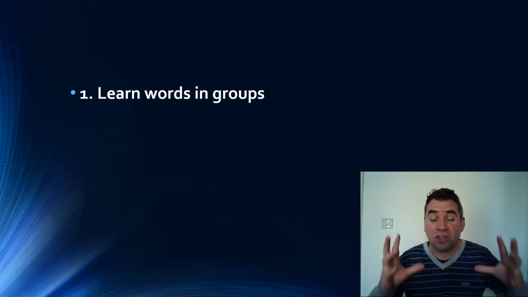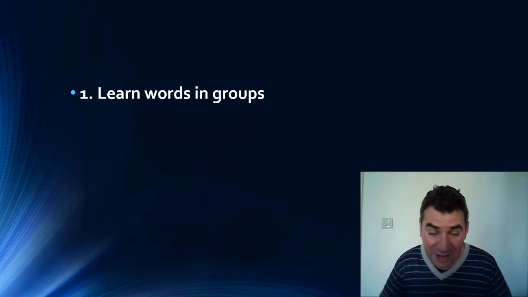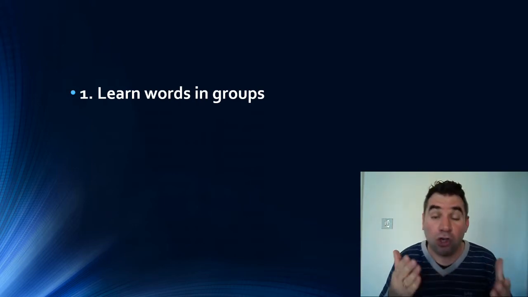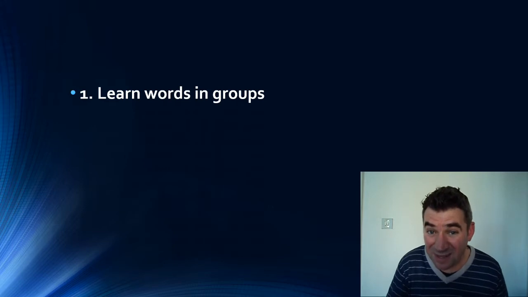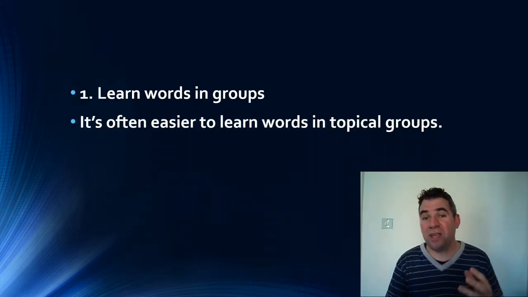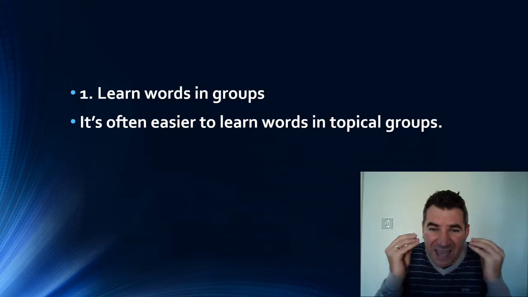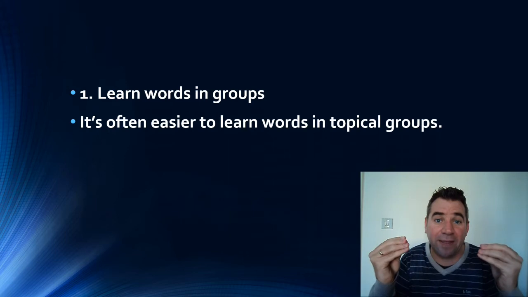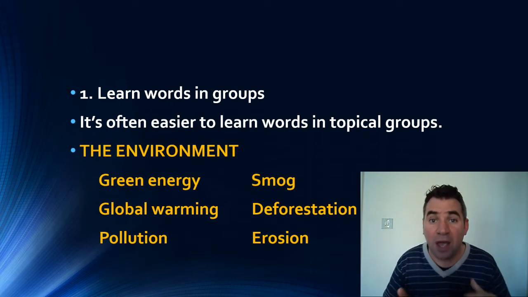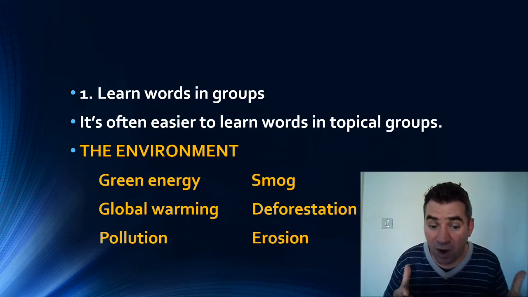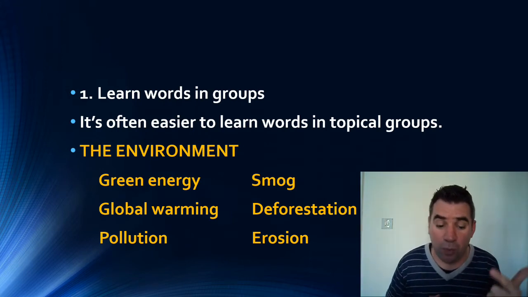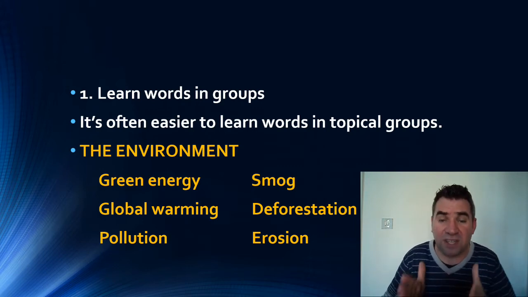So my first tip basically is to learn words in groups. Now to some of you, you're already going to be doing this. Good. To others, you should be doing this. What do I mean by this exactly? Well, if you're learning words in groups, it's easier for our tiny little brains to understand them and to remember them. For example, if you want to learn some words about the environment, learn a few of them, like 10 of them, or something like this, like green energy, global warming, pollution, smog, deforestation, erosion.